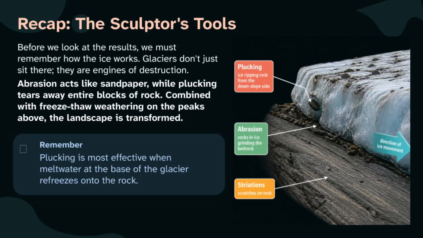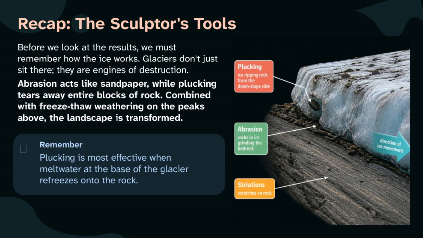Before we look at the landforms, we need to remember the processes. The slide describes glaciers as engines of destruction. That sounds dramatic, but it is useful because glaciers can completely transform landscapes over thousands of years. The first process is abrasion. Abrasion happens when rocks frozen into the base or sides of the glacier scrape against the bedrock. This acts like sandpaper, smoothing and scratching the rock surface. The second process is plucking. Plucking happens when meltwater at the base of the glacier enters cracks in the rock, refreezes, and attaches the rock to the glacier. As the glacier moves, it pulls blocks of rock away.